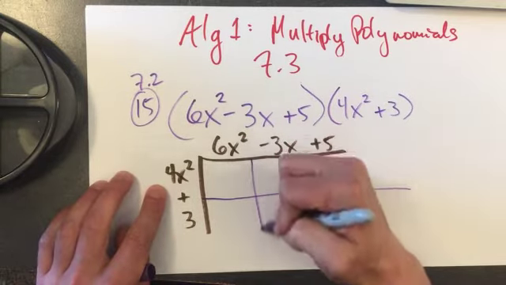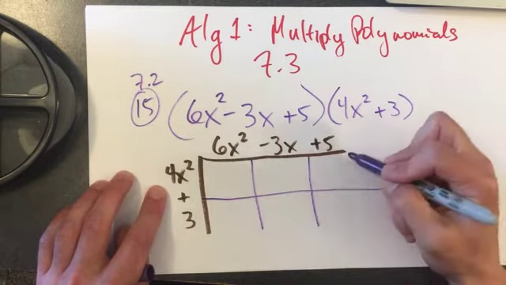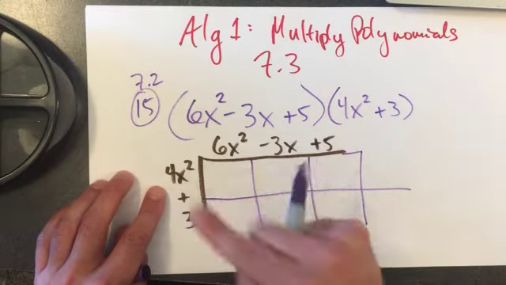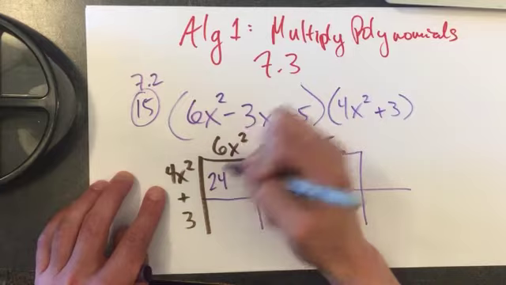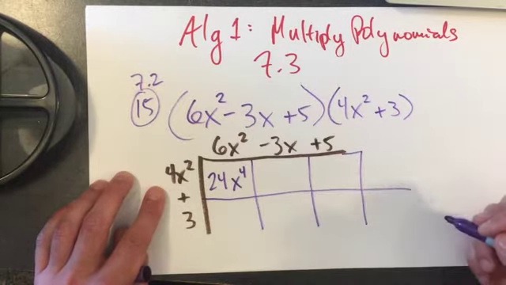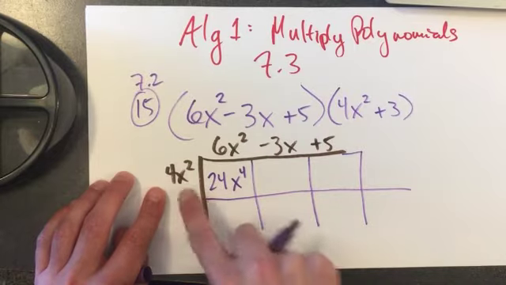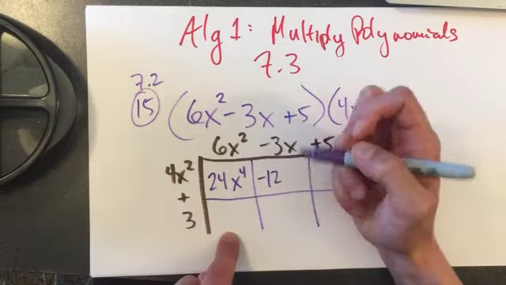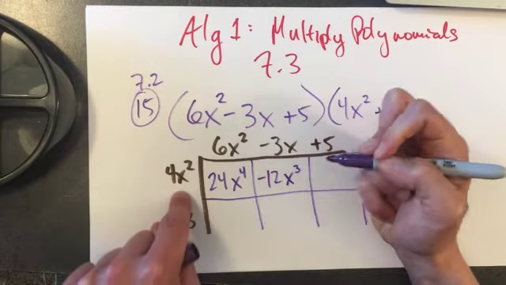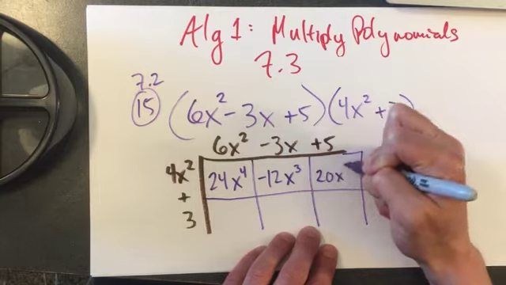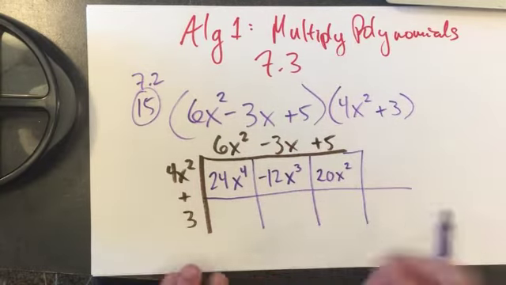So I'm going to have 6 different answers. I'm going to add them up. So I get 4x squared times 6x squared. I get 24. That's 4 times 6 times x to the 4th. Goes in here. And let's multiply down this row. We get negative 12. That's 4 times negative 3 times x to the 3rd. And we're going to get 4 times 5. That's 20x squared. Good.